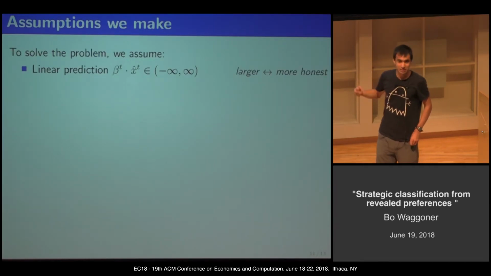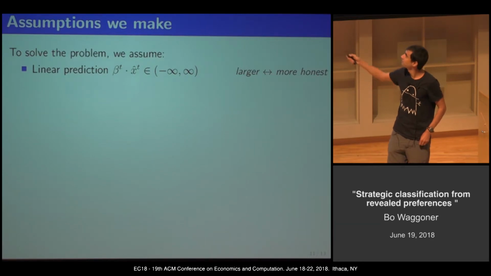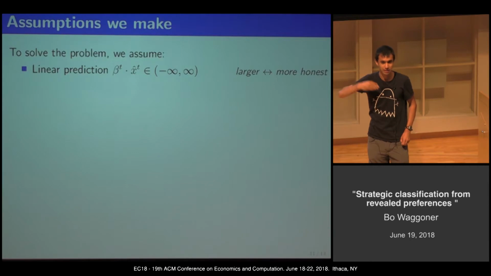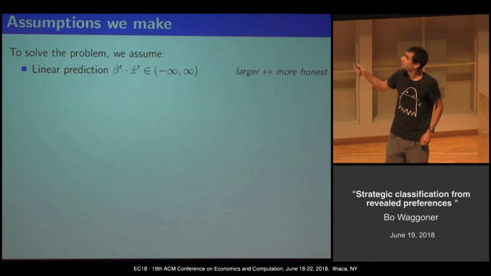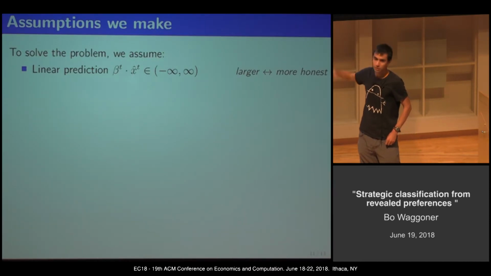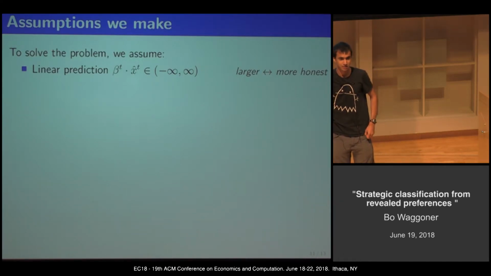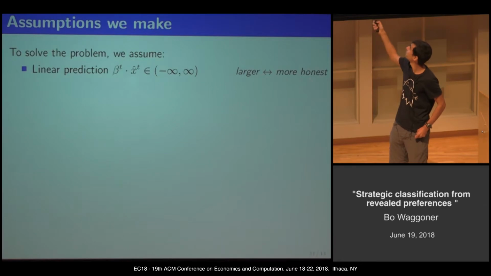Okay, so for us in this paper to solve this problem, we're going to look at some very special case. So first, we're thinking of a linear prediction. So beta t is a vector in R^d, and your prediction is beta dot x hat, the observed x hat. So a higher number is interpreted as a prediction of being very honest. A negative number, a very low number, is interpreted as a prediction of being spam.